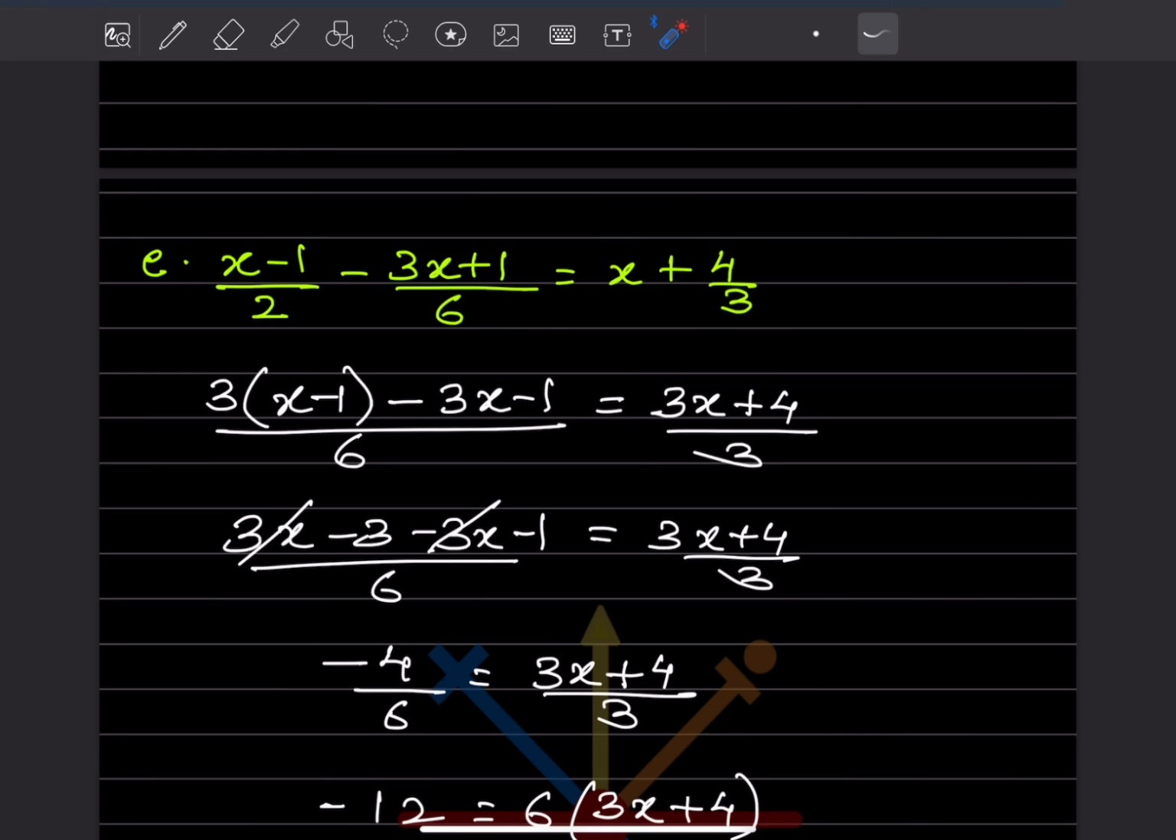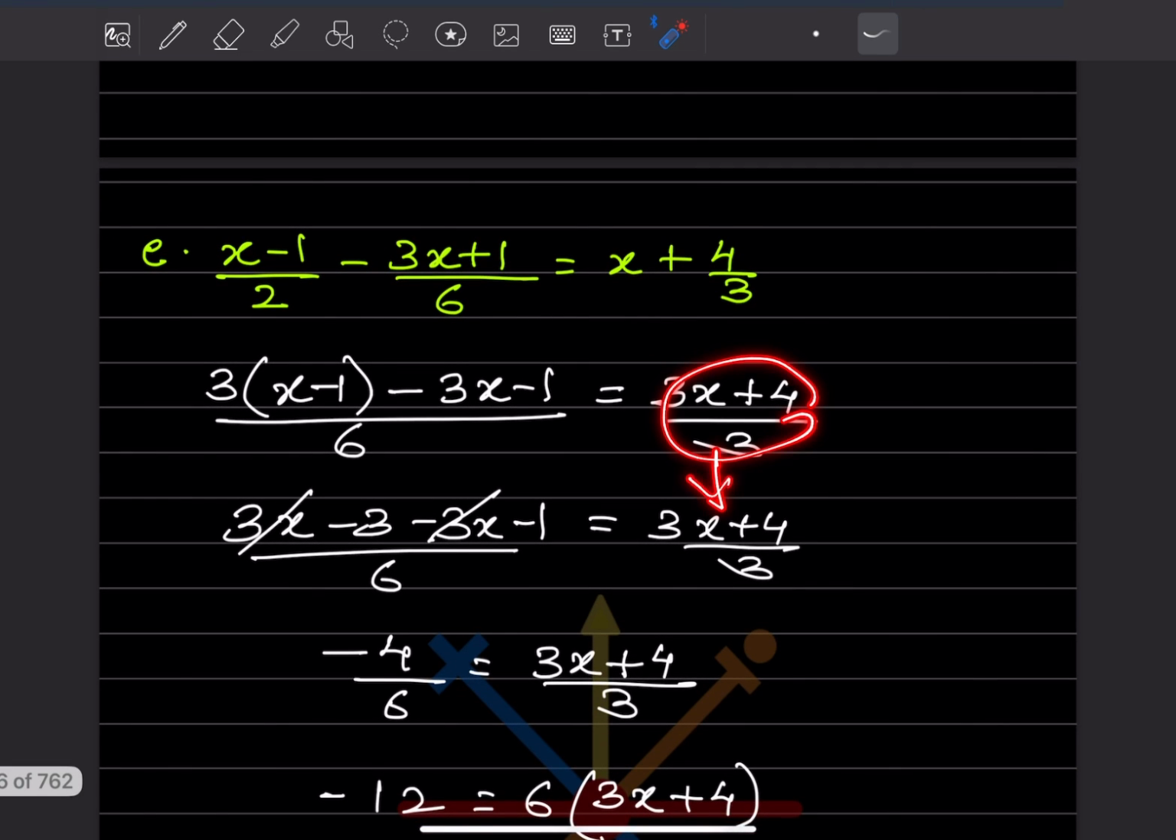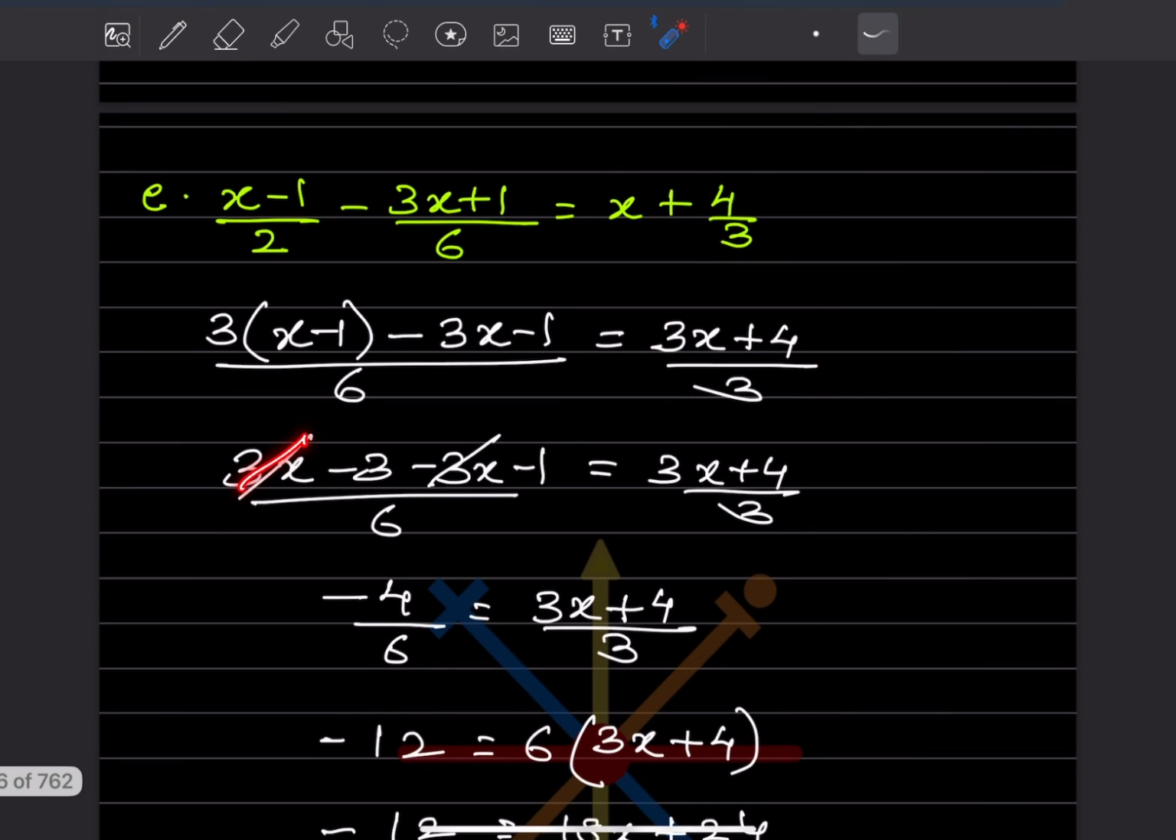So now here you can see again there are two terms here. So the LCM is going to be 3. So that is going to be 3x plus 4 divided by 3. So 3x minus 3 and this the same divided by 6 will be the same. So now what we can see here, 3x and minus 3x gets cancelled. Minus 3 minus 1 is going to be minus 4 by 6.